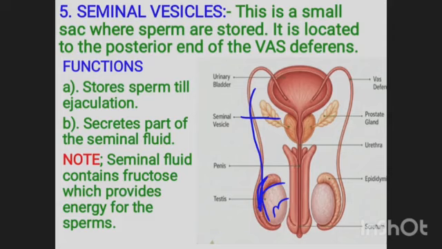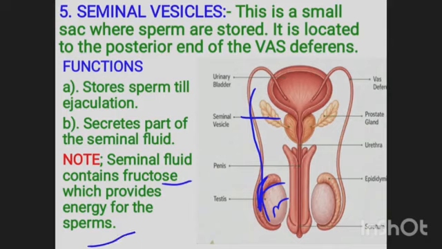Then it also secretes part of the seminal fluid. The liquid in which the sperm flows is called seminal fluid. And take note, the seminal fluid contains fructose, which provides energy for the sperm. Now, the seminal fluid contains a particular kind of carbohydrate, a particular kind of sugar, which provides energy for the sperm.